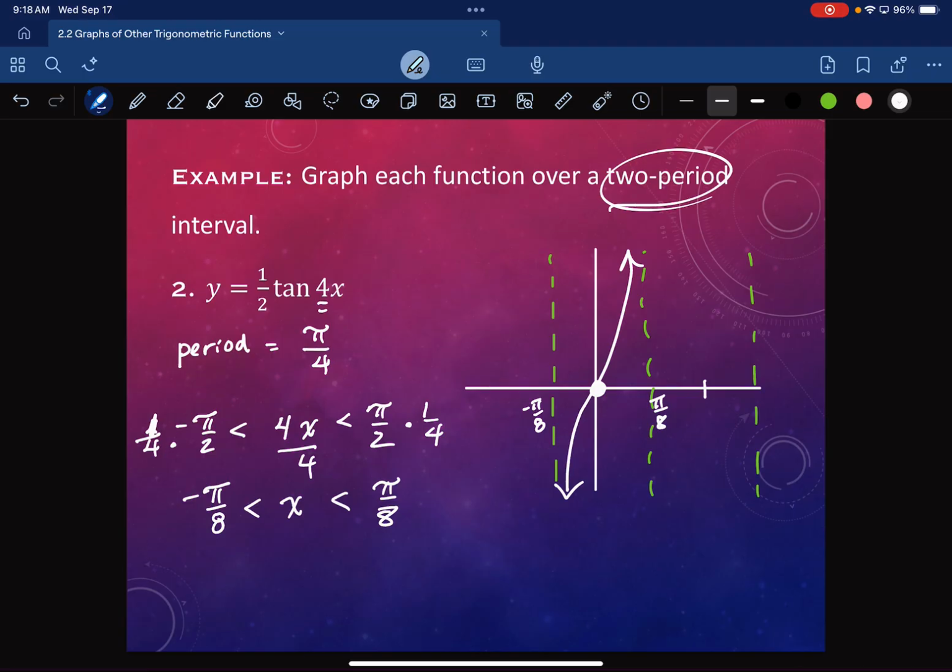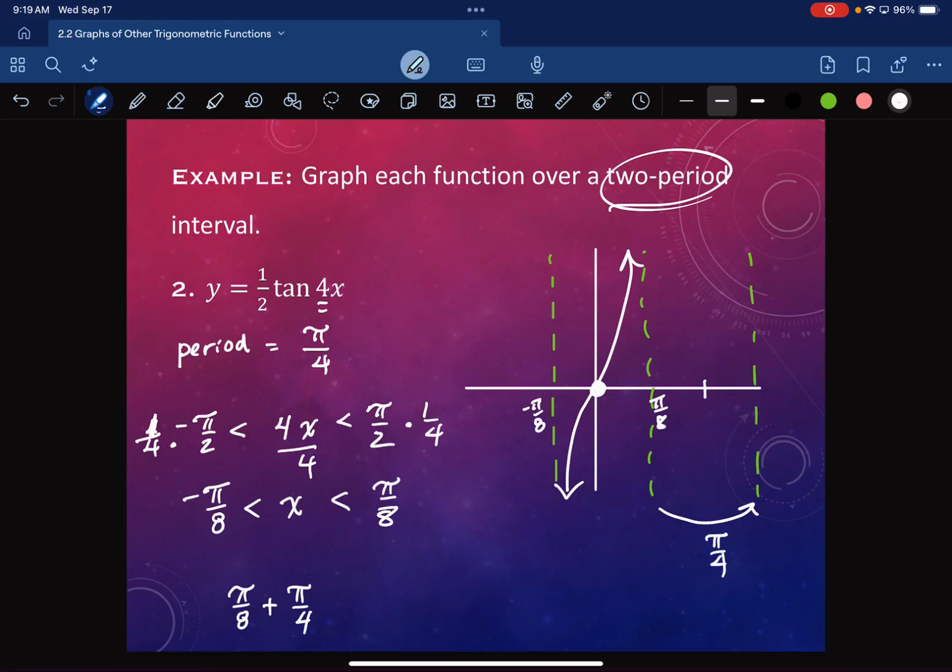But I have pi over 8, and I need to be able to get from pi over 8 all the way over here. And what is the value of my period? Like, how far apart are they? What did it say? It's pi over 4. So it's pi over 4 to get from one green asymptote to the next green asymptote. So I need to take the pi over 8.